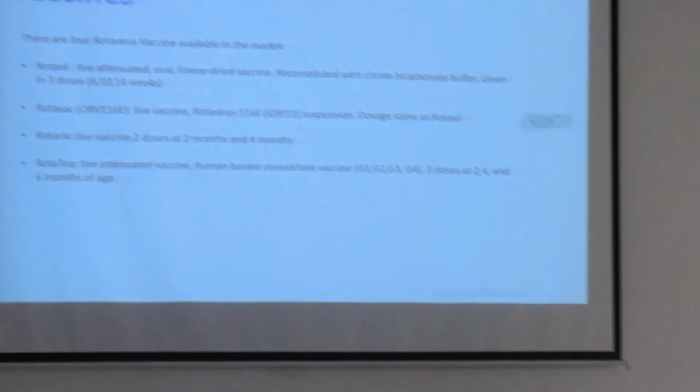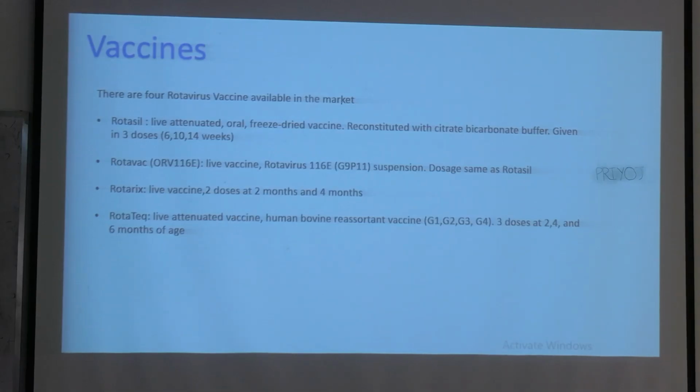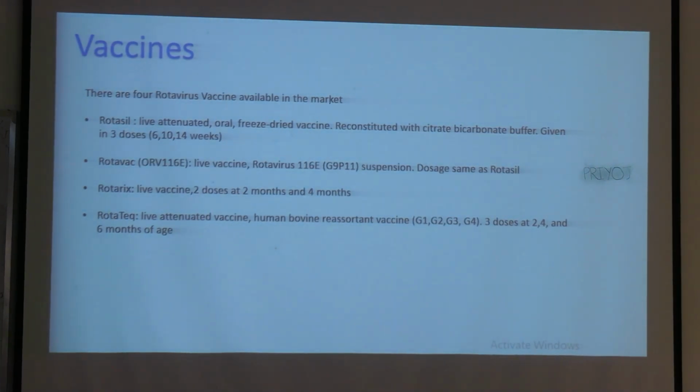So usually there are 4 types of rotavirus vaccines available in the market. One is Rotasil, second is Rotavac, third is Rotarix, and fourth is Rotatec. Okay. Rotasil was actually introduced in our UIP before. It was a live attenuated oral freeze dried vaccine. It used to be reconstituted with citrate bicarbonate buffer, and it was given in 3 doses, that is on 6th week, 10th week and 14th week.